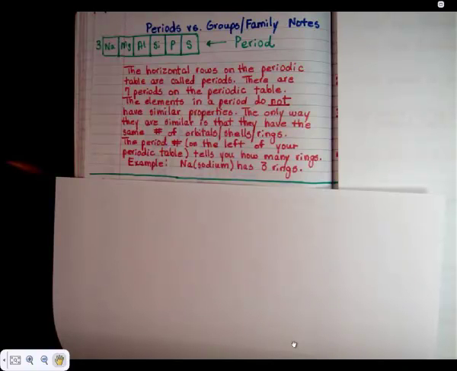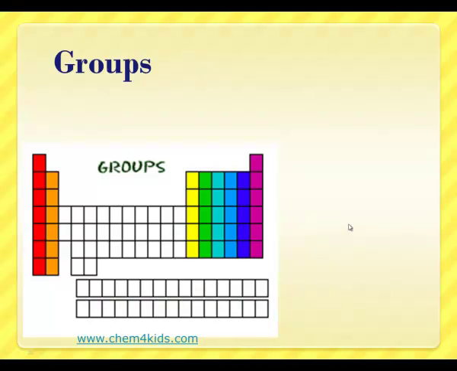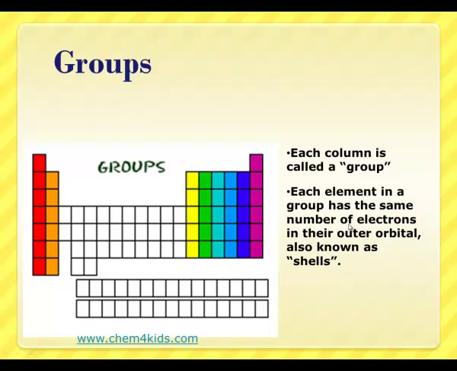The elements in a period do not have similar properties. The only way they are similar is that they have the same number of orbitals, shells, or rings. The period number on the left of your periodic table tells you how many rings. For example, sodium has 3 rings. Groups. Each column is called a group. Each element in a group has the same number of electrons in their outer orbital, also known as shells.